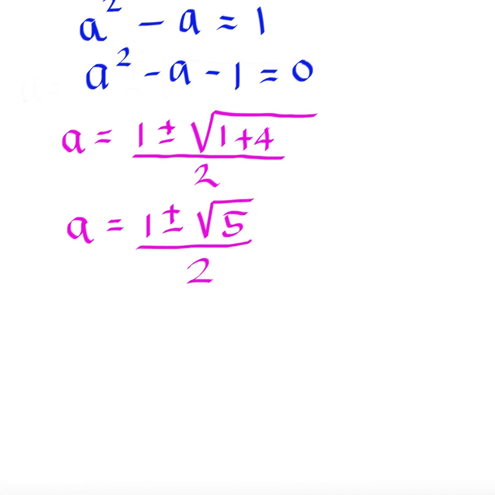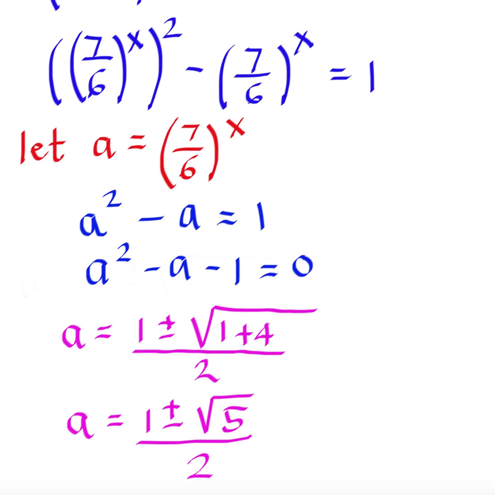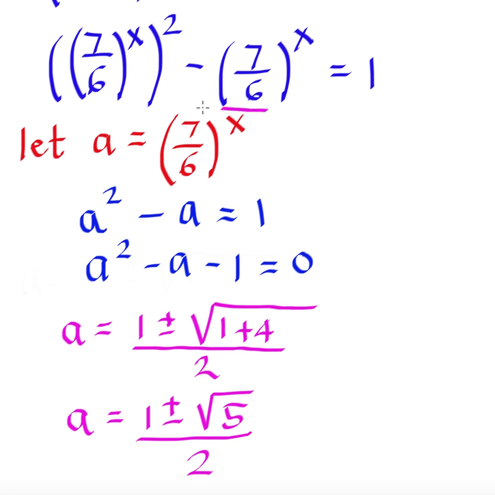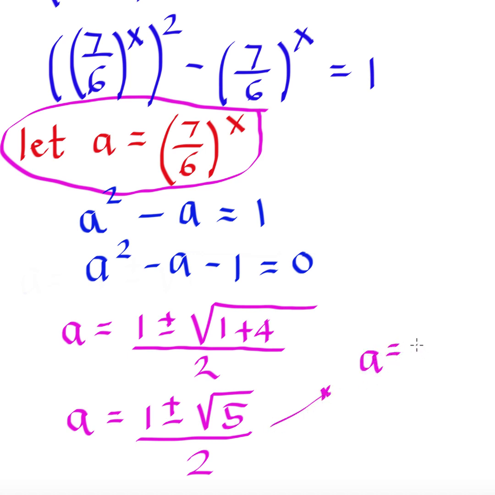Now, let's go back to our definition of a. We let a be equal to this value. And notice that the base is positive. When you raise a base to any exponent, positive or negative, you will always get a positive value. That means, since square root of 5 is greater than 1, we cannot take the 1 minus square root of 5. So in here, we just accept a equals 1 plus square root of 5 over 2. The 1 minus square root of 5 over 2 is an extraneous root.